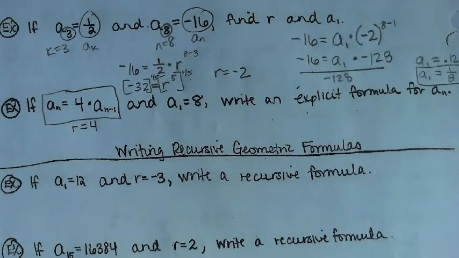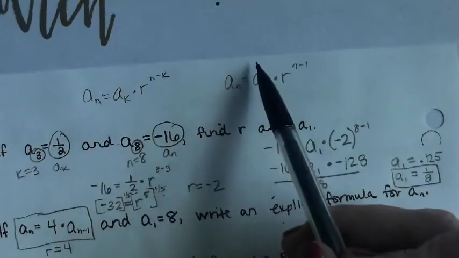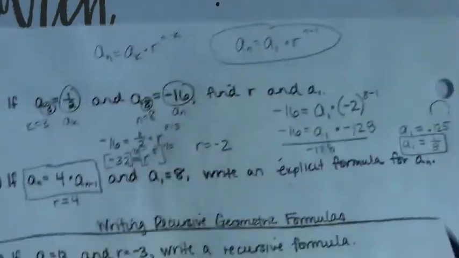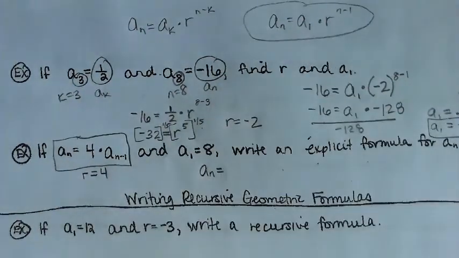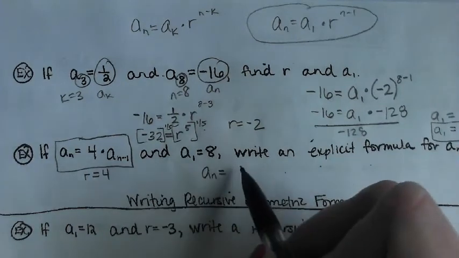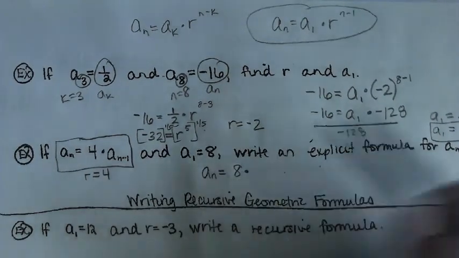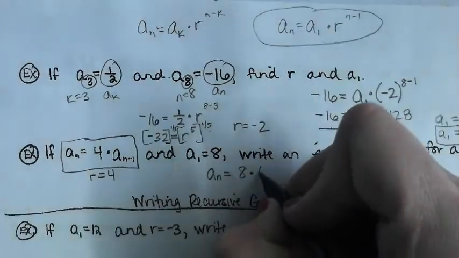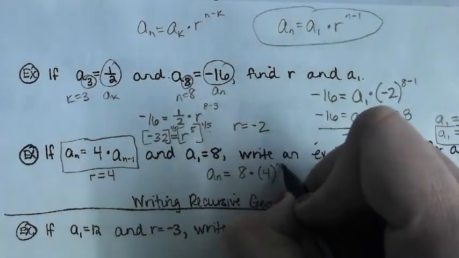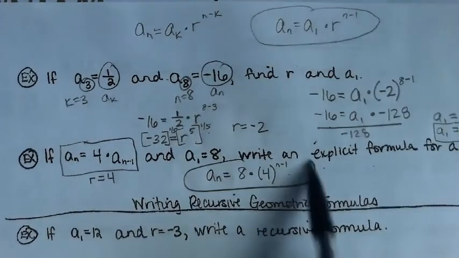And then we can just write an explicit formula, because that's what this is. A sub n equals our first term, which they told us is 8, times our common ratio that they kind of gave us. We had to extract it, but it's 4 to the n minus 1 power. And that's an explicit formula.